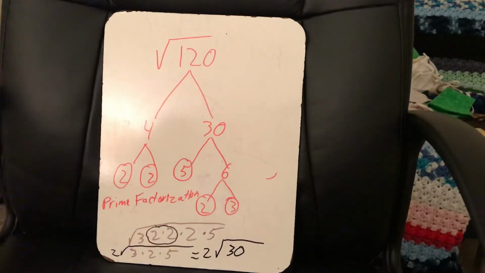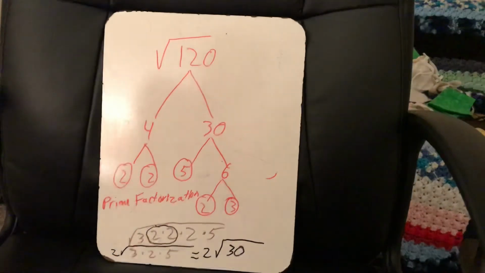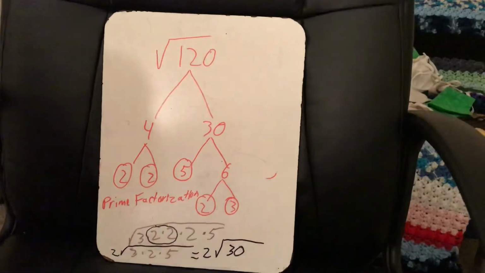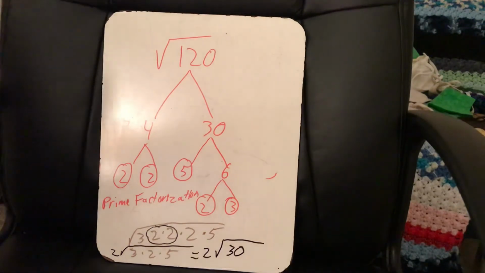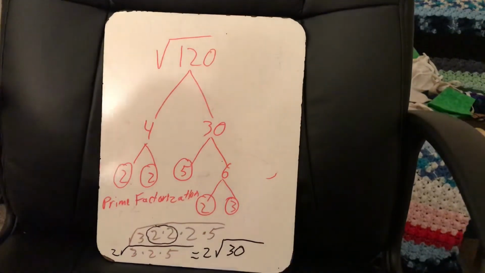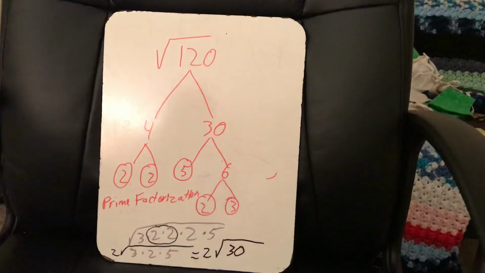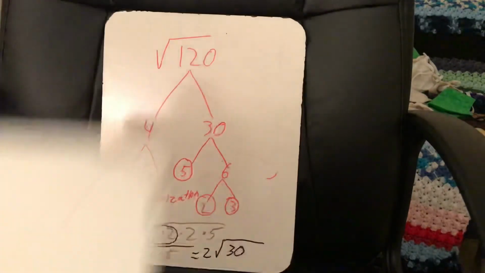Now on your homework, the last 4 problems show us problems where we have a number outside of the radical and a number on the inside of the radical. It kind of looks like this, 2 radical 30 over here, all right? And we have to simplify those. So let's try one of those next.